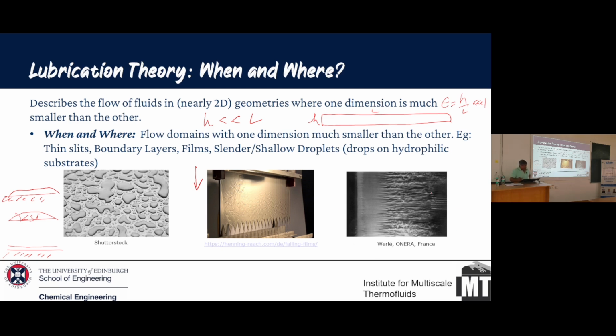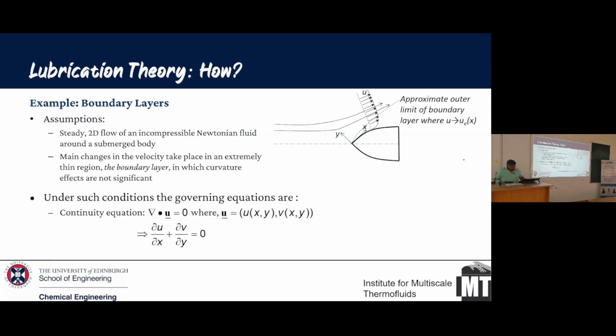Another example is a boundary layer. If you've done boundary layer theory, boundary layers are basically lubrication layers, so we can use lubrication theory there. The boundary layer is very thin, on the order of microns or tens of microns, in comparison to the size of the domain. That's where you can use lubrication theory. I'm going to give you a small example of how it can be implemented.